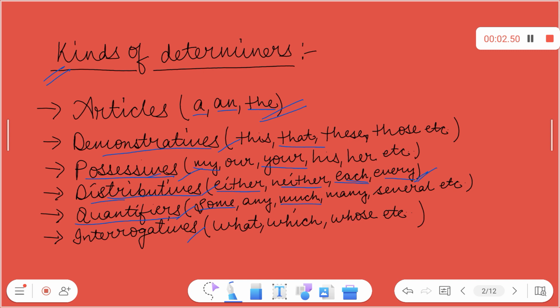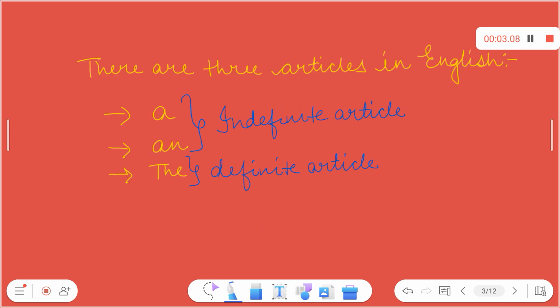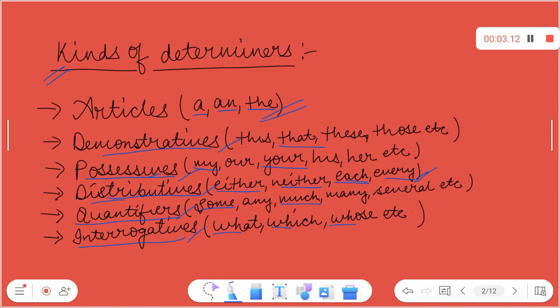Now comes our interrogatives. Interrogatives, it is very simple. From a very small age, from the very small classes, we have been studying about interrogatives. Interrogatives is the WH family. You are talking about question forming. That comes under interrogatives. So students, as I've already told you, we are going to study each and every detail of the kinds of determiners. So we will definitely start with articles now.